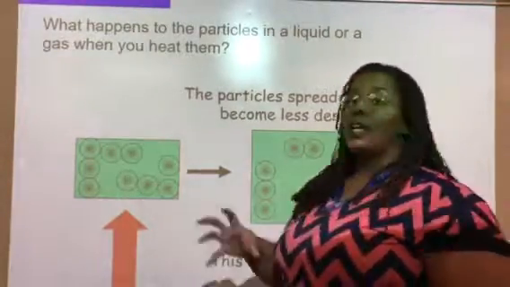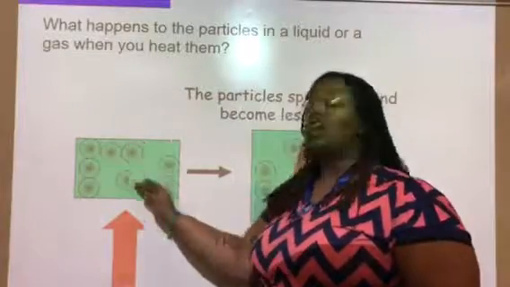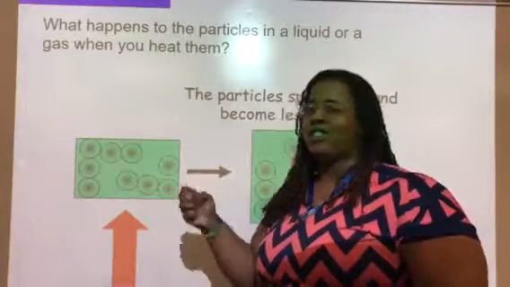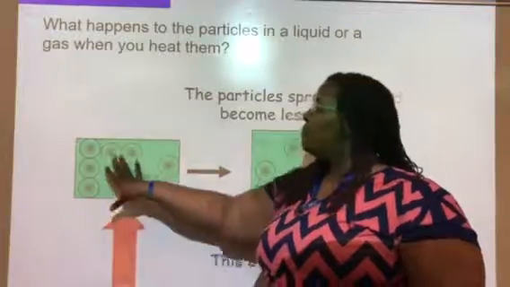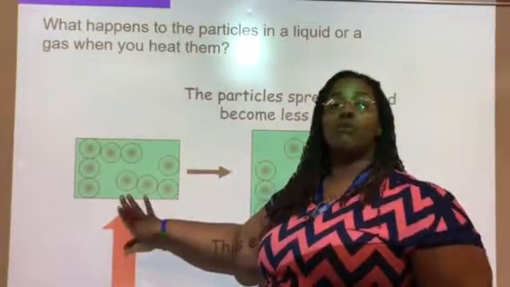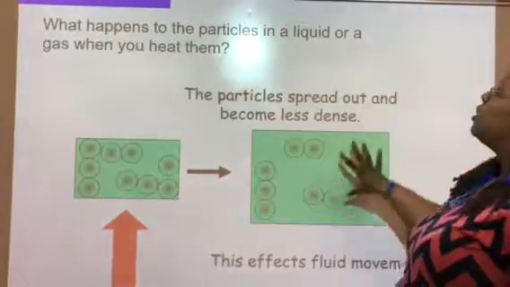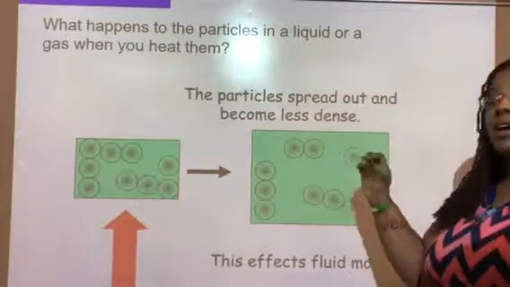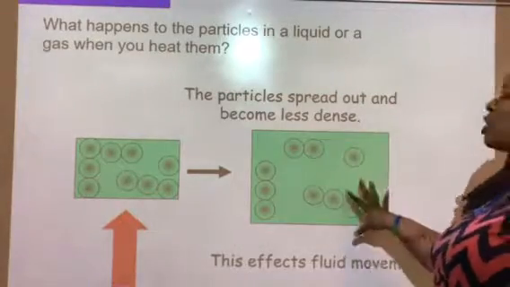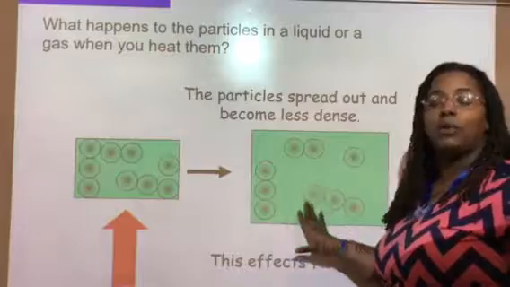So if you think about it, in a solid, these particles will be really tightly arranged, like in your metal or your wood. But for a liquid or gas, you're going to have more space in between. The particles are going to spread out and they become less dense. And this is going to affect how quickly things can move.